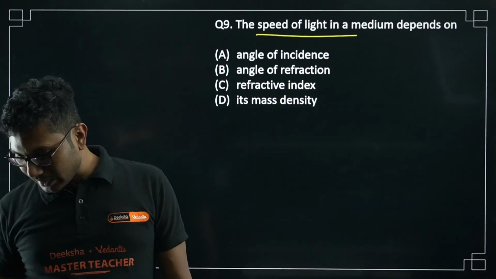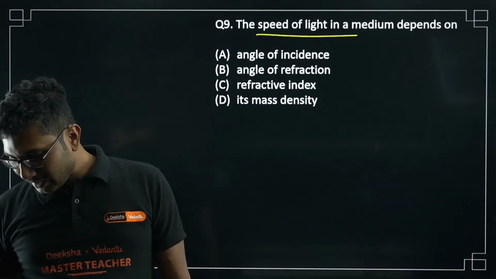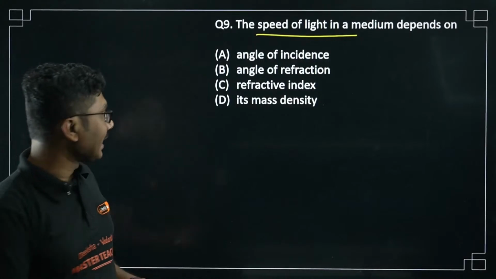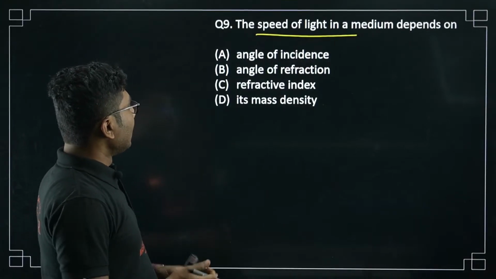Uday, hi, Uday joined late. 9D, Yashashwini, 9C. Crunchy boy, 9C. Ataur is saying 9C. So, who is saying 9D?